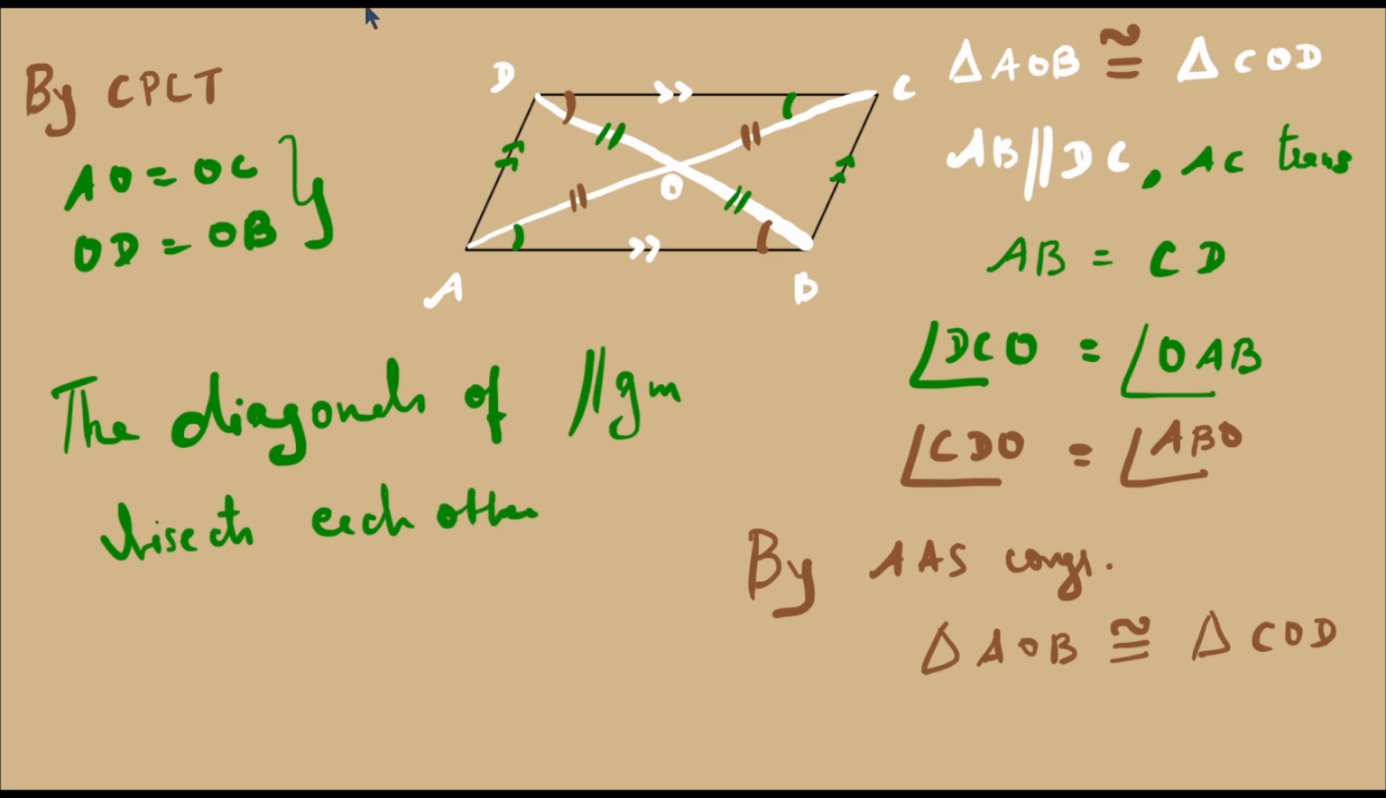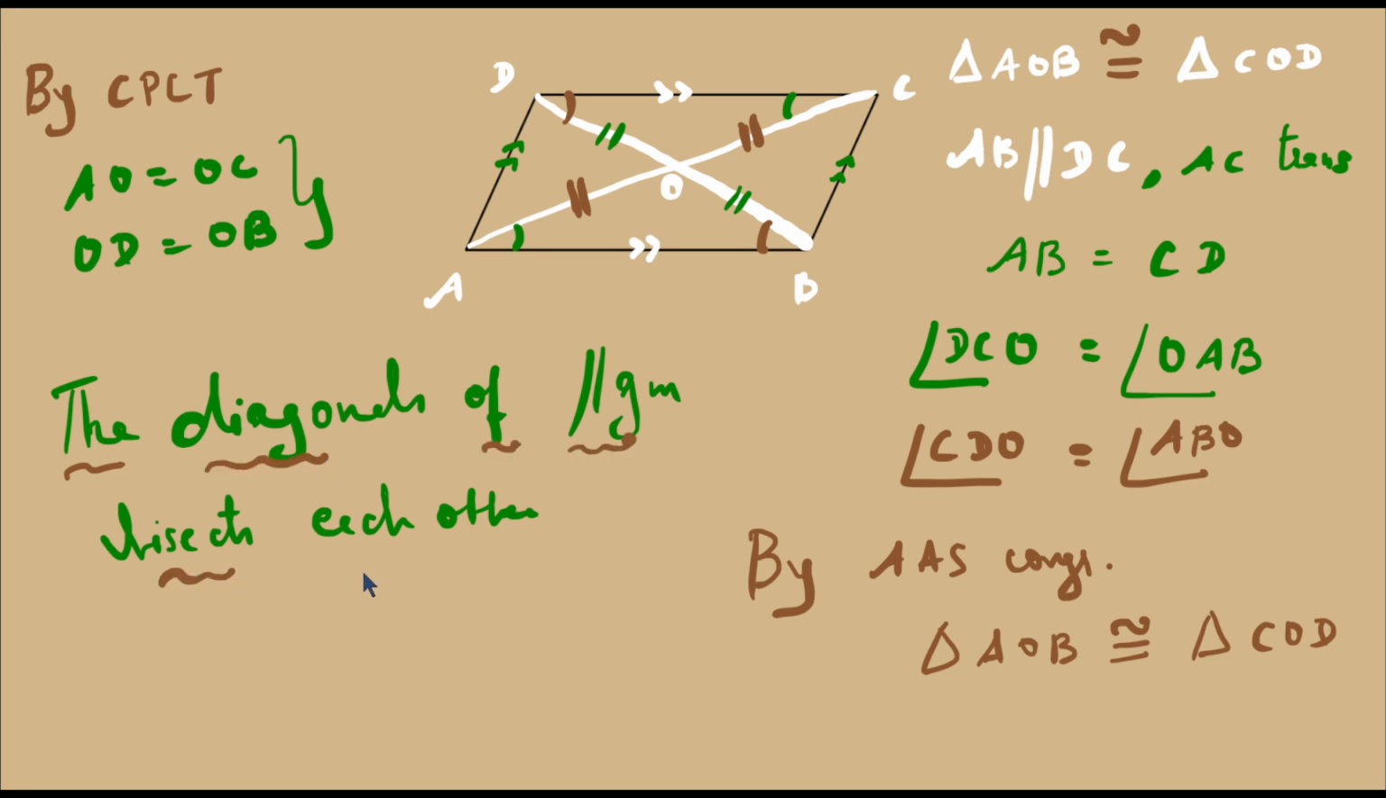OA is equal to OC, so this diagonal is bisected by the other diagonal BD, and similarly BD is also divided equally into two halves by AC. So this is one important property of any parallelogram.